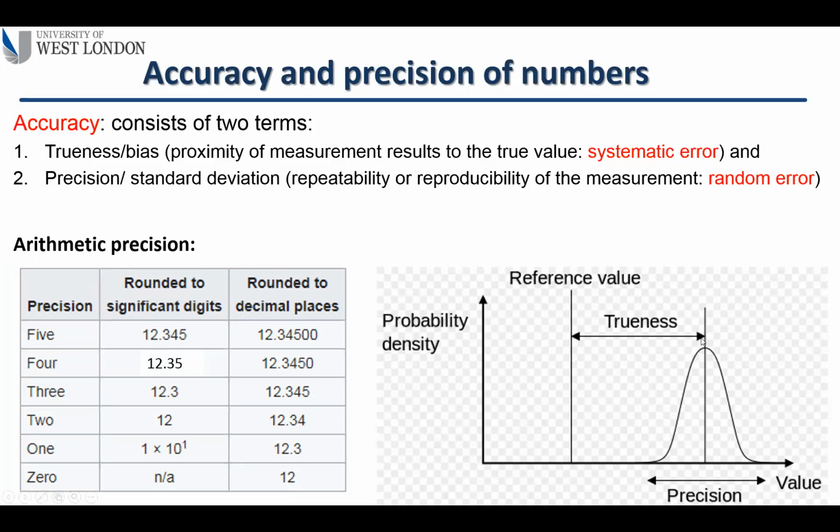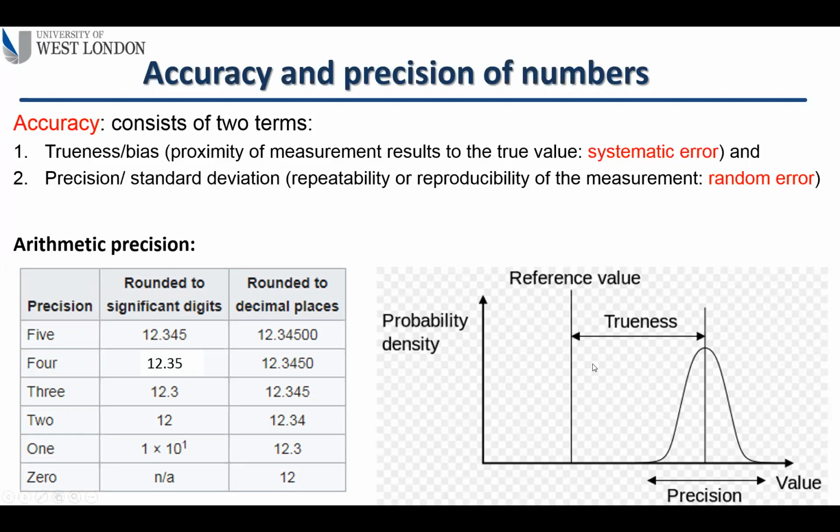And the average of those values, for example, all the figures that you can measure. The difference between that average and the true value is called the trueness, or shows the bias or deviation from the true value. In other terms, we can call it systematic error.